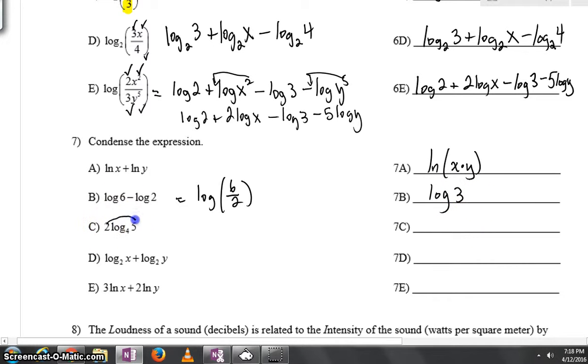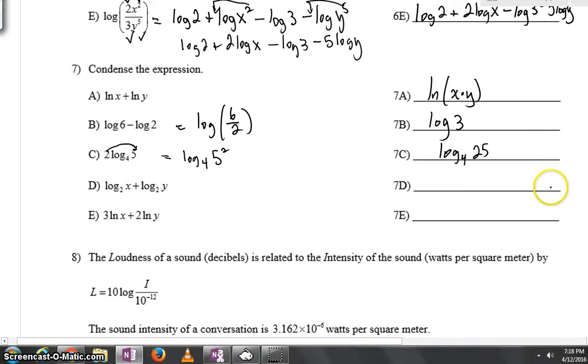We could also take for letter C, we could bring our 2 up, condensing, and we'd have log base 4 of 5 to the second. But we know that 5 to the second is actually 25. If you wanted to leave your answer as 5 raised to the second, though, that's okay. For D, if I gave you the log base 2 of x plus the log base 2 of y, this should look amazingly close to answer A. We'll have the log base 2 of x times y. We're just changing our logarithm.